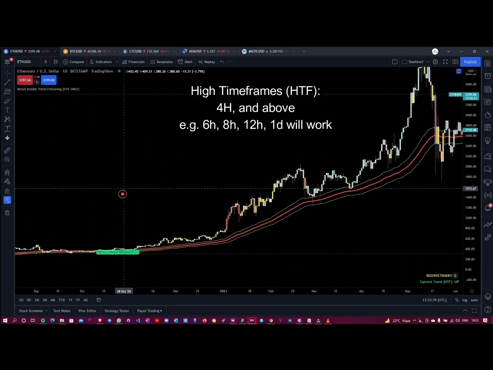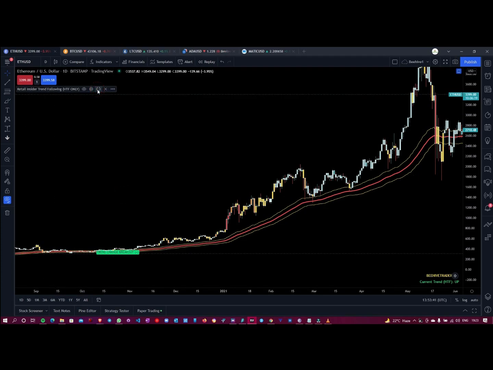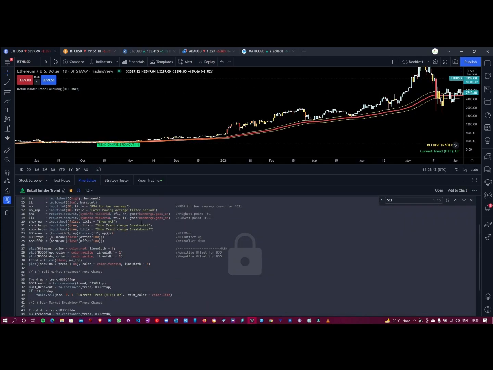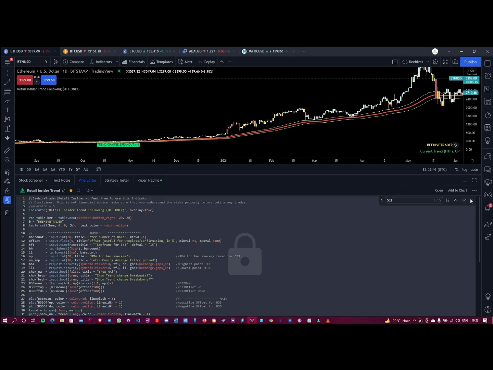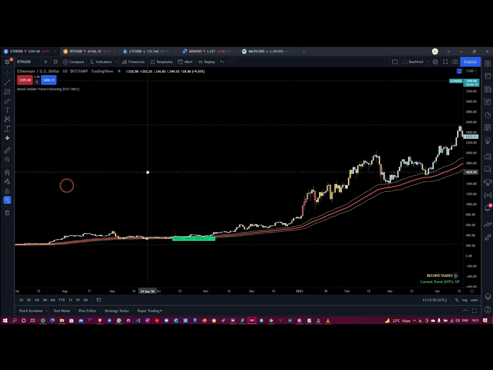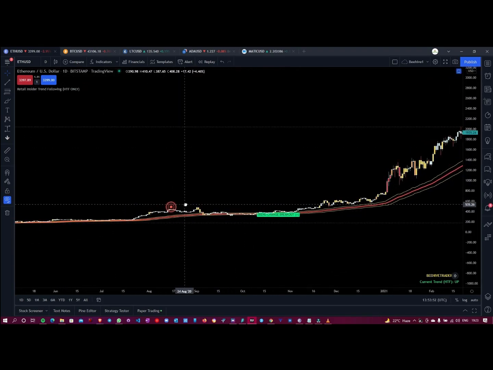As you can see, this is the Pine editor where I coded the indicator, but don't worry if you don't understand Pine script. It's absolutely fine. You possibly don't need to change anything, but if you are interested, feel free to mess around with the code because this code is open source. I'm currently on the Ethereum chart.